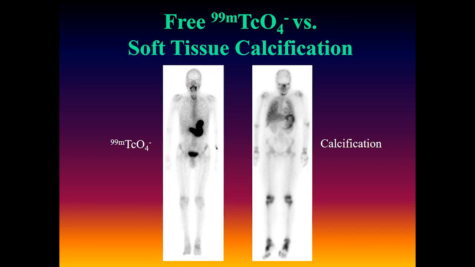This is a comparison of one patient with free pertechnetate versus another with soft tissue calcification. In the illustration on the left, the activity is within the gastric lumen, as well as the thyroid gland and oral cavity, which tells us that there is free pertechnetate present. In the image on the right, there is activity within the gastric wall, not the gastric lumen. There is no thyroid or oral cavity activity. There is, however, myocardial uptake as well as bilateral pulmonary and liver uptake.